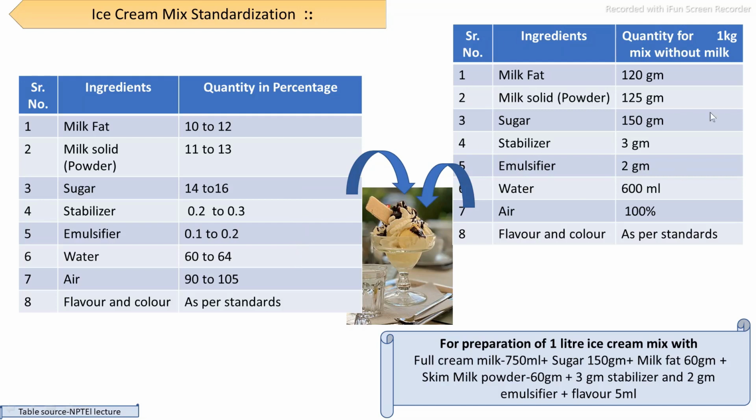This is also an example in which it is possible to make ice cream without using milk, by using this proportion of ingredients. And if we use full cream milk, then these are the ingredient proportions for the preparation of 1 liter of ice cream mix.